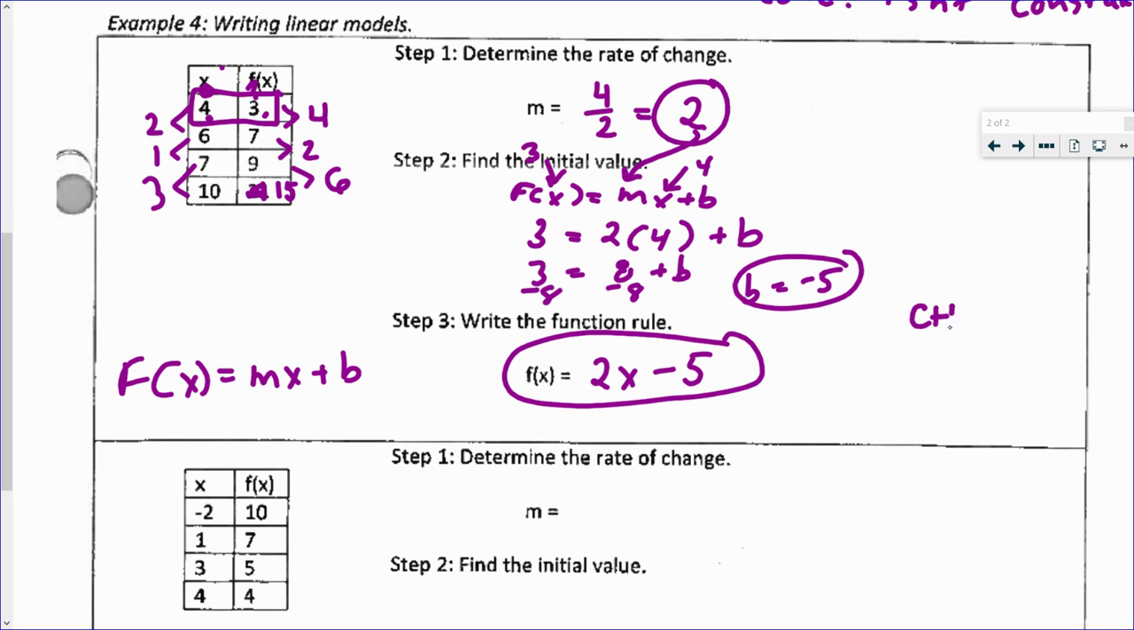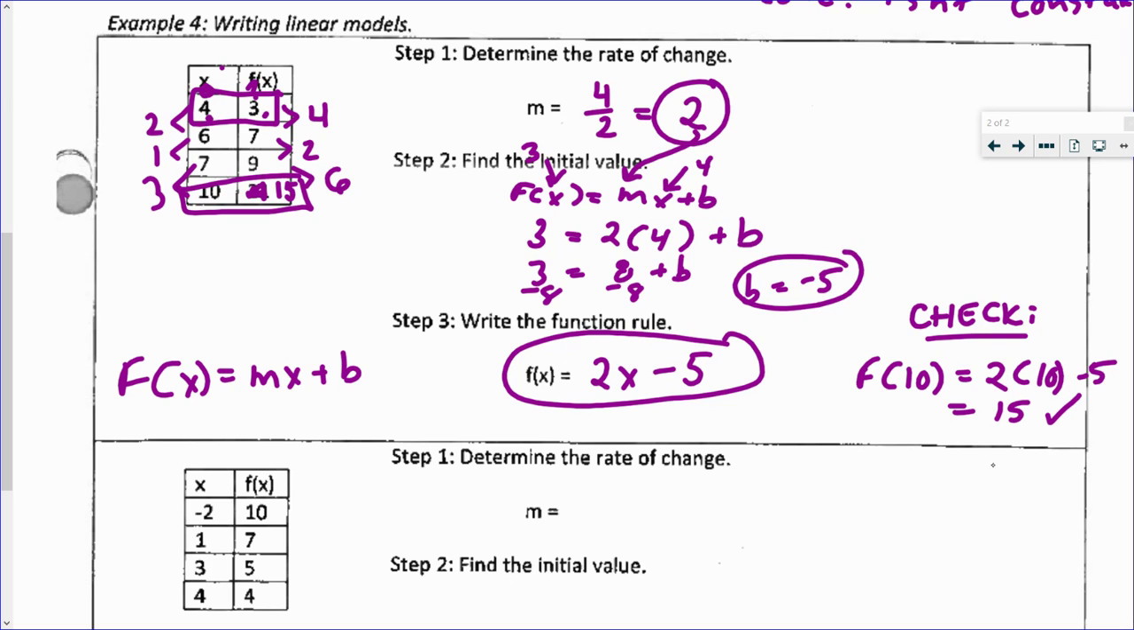Here's how you can check to make sure that you did that right. Pick another set of points in the table. I'm going to pick 10 and 15. When I plug 10 in for x to this equation, I should get out 15. So let's see. If I do f of 10, if I plug 10 in for x, 2 times 10 minus 5 is 20 minus 5, which is 15. If I were to get anything other than 15, that would tell me that my equation was not accurate. But since 10 and 15 are matched up, I know I did it correctly.